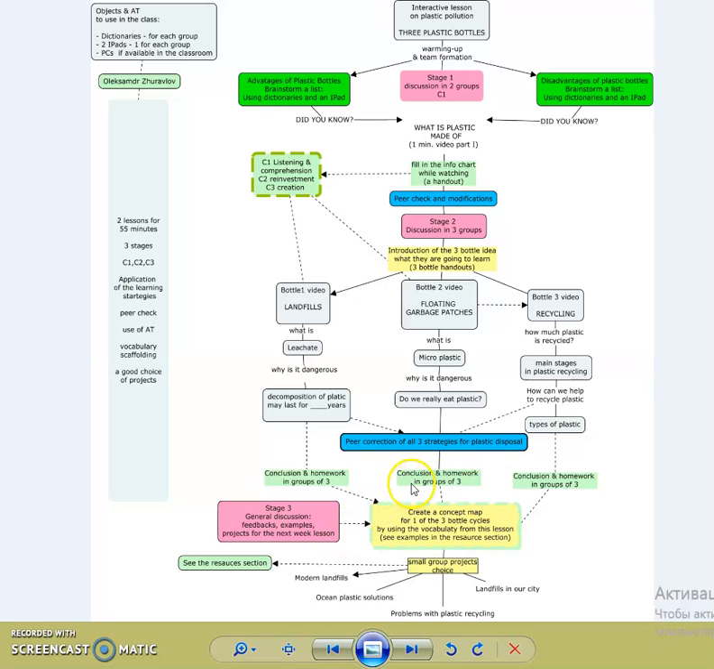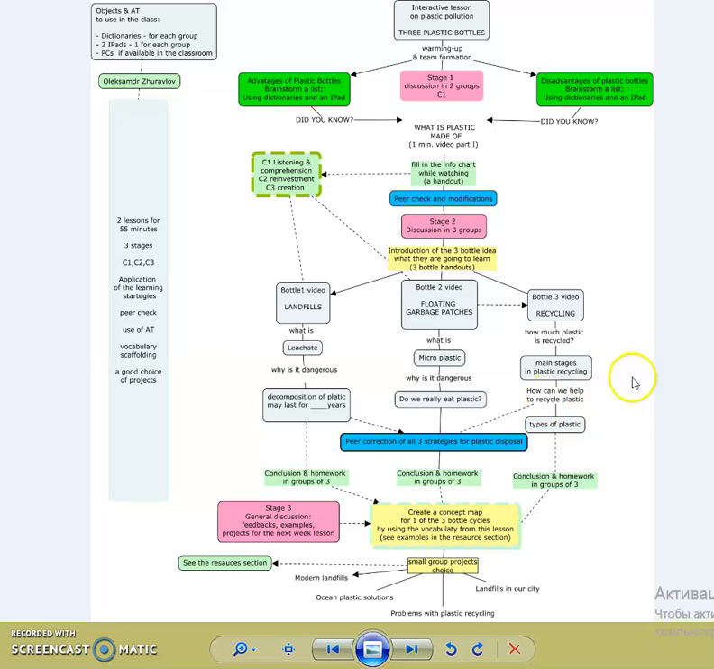And I think it was interesting for you. So after the lessons, they can choose one of the individual projects: modern landfills, ocean plastic solutions, problems with plastic recycling, and landfills in our city. They will be provided additional material where they can look for this information, and they will have to pick out interesting moments. It's simple, it's interesting, and then they represent one of these projects to their group mates in the class.